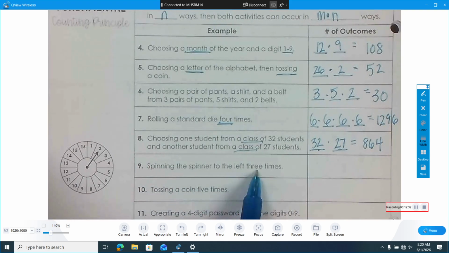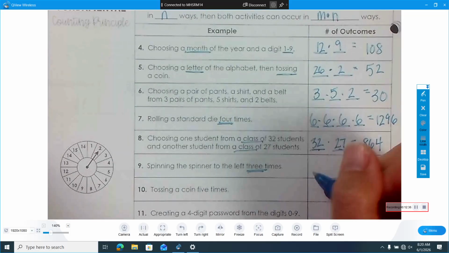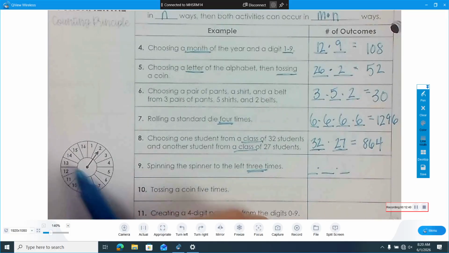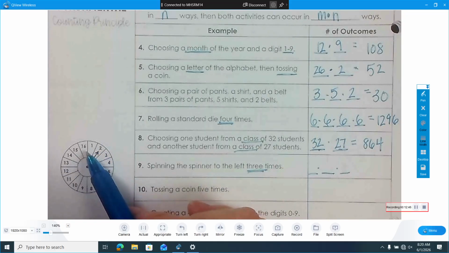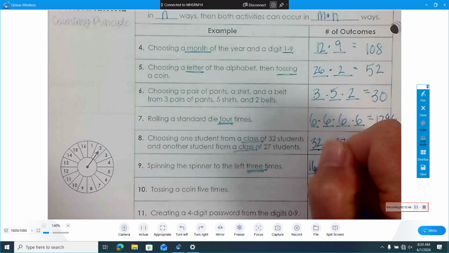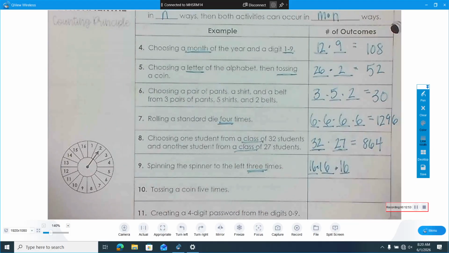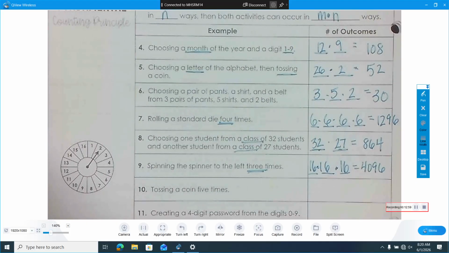Spinning the spinner to the left 3 times. So we have how many actions? 3 actions. 1, 2, 3. And when we spin this spinner here, what are the things that we can land on? 1 through 16. So we have 16, 16, and 16 for those possible outcomes. 16 cubed is 4096.